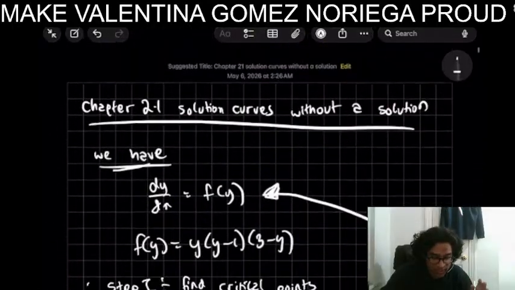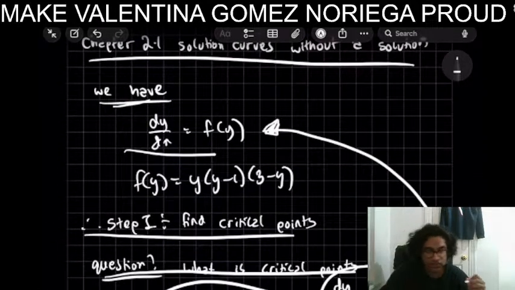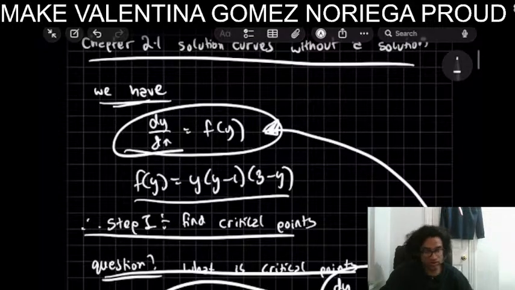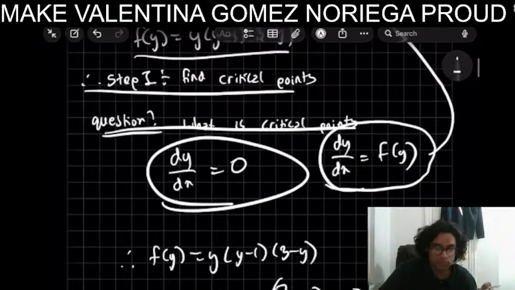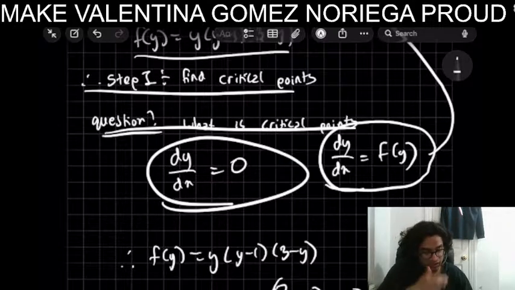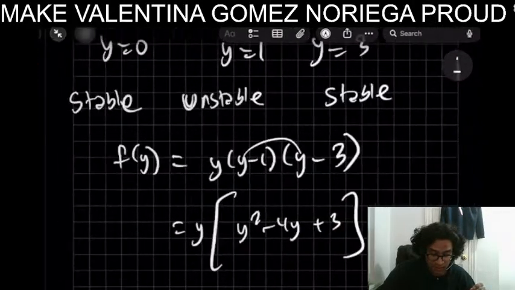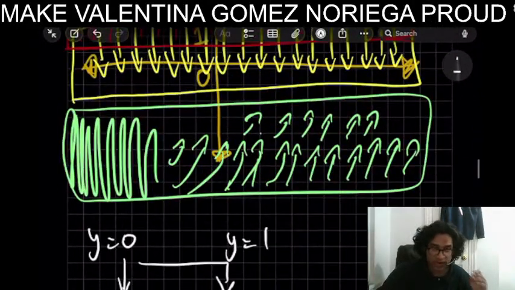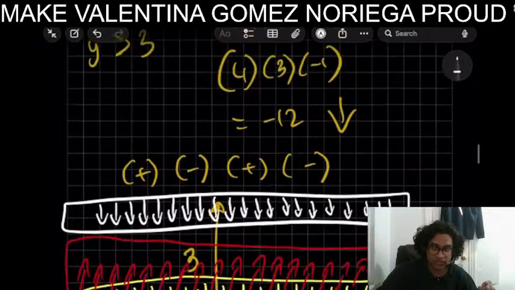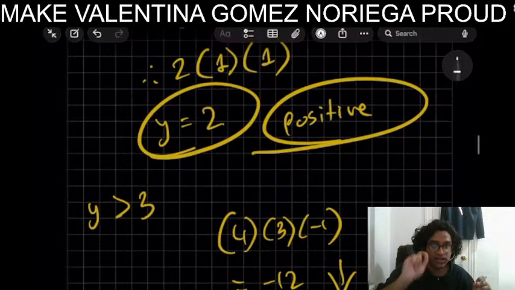So what we did so far was, we were given the first order differential equation as f of y. We want to find the critical points. To find the critical points, we consider dy by dx equal to 0. Only then can we find all three y's. So we found y equals 0, y equals 1, y equals 3. That's our critical point, not inflection point, critical point.